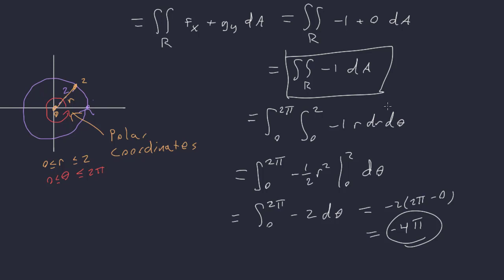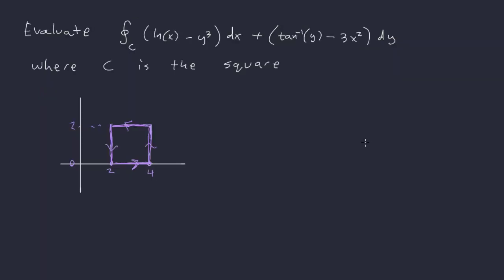Let me show you another example where Green's theorem really comes in handy. Let's evaluate the line integral of, and you can see this is kind of nasty, the natural log of x minus y cubed dx plus tan inverse y minus 3x squared, where C is this square here. It's a 2 by 2 square, shifted away from the origin.